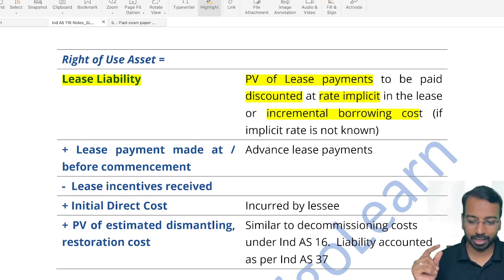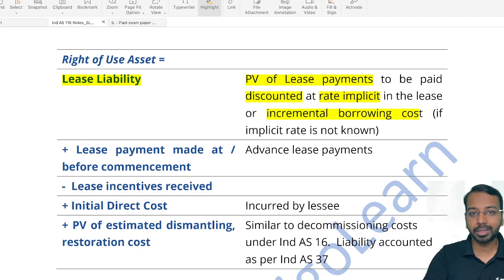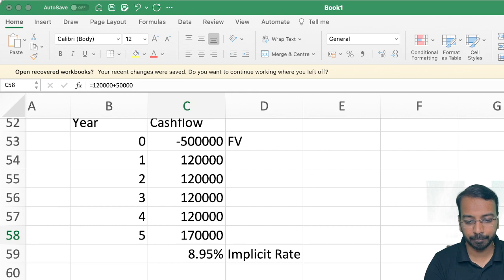So, one last time, right of use asset is equal to lease liability, which is the present value of lease payments. The rate to be used is IRR or the incremental borrowing rate, plus advance lease payment, minus any incentives received, plus initial direct cost, plus present value of estimated dismantling or restoration cost. Now, the same concept I will quickly apply in this example, what I have just mentioned here.